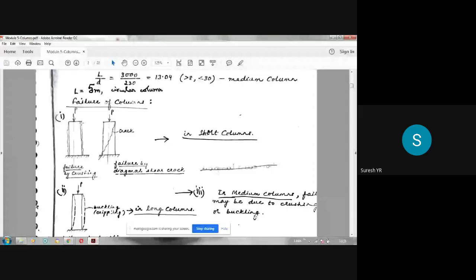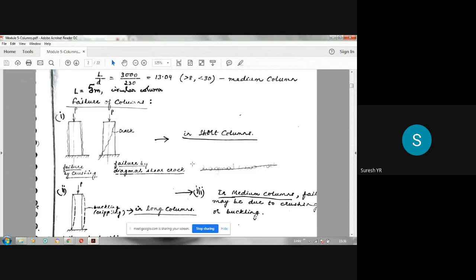So when you go on increasing that load P, at a certain value of P, that column will start failing. This is the type of failure that will take place in the case of a short column, which is called crushing. A crack will develop like this. The failure will be by diagonal shear crack. This is called diagonal shear crack. This is in the case of a short column.